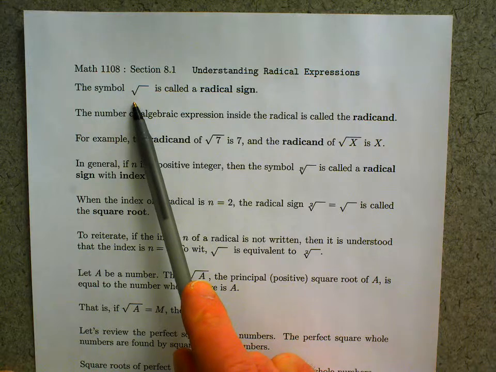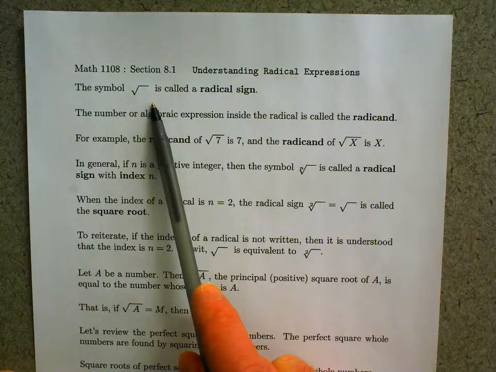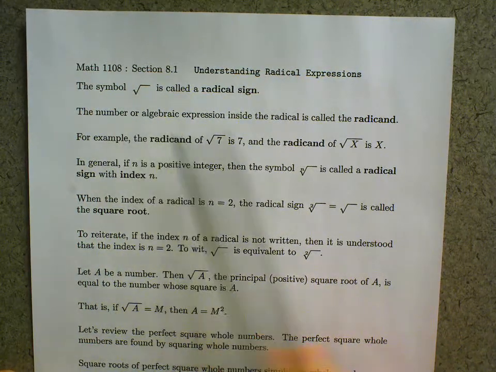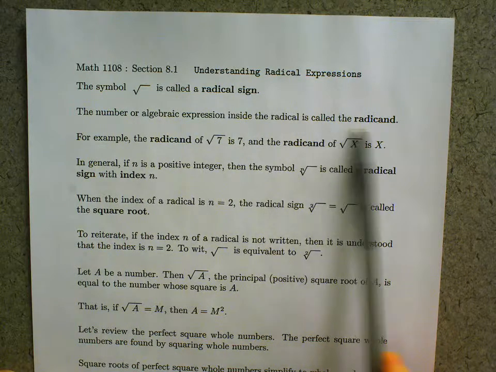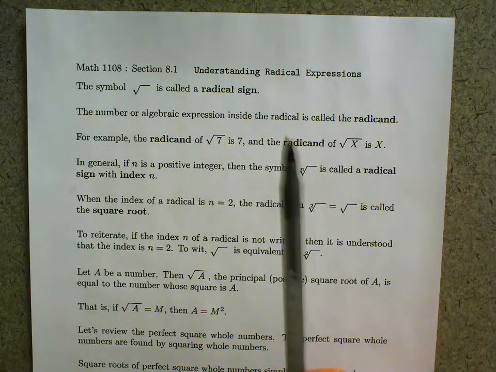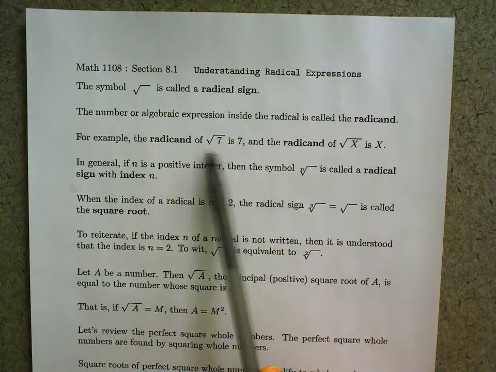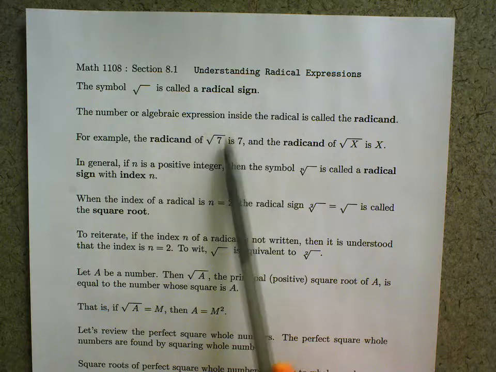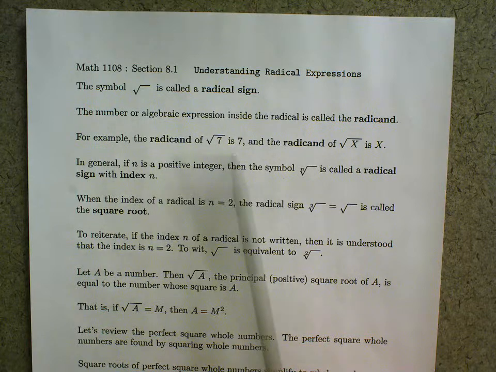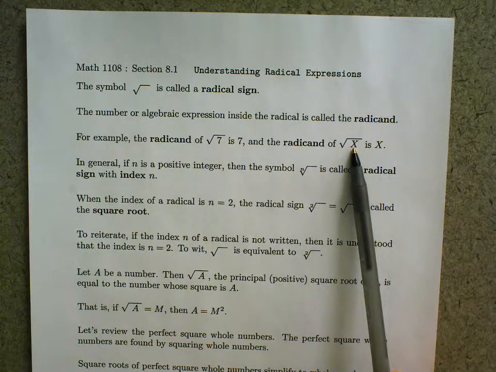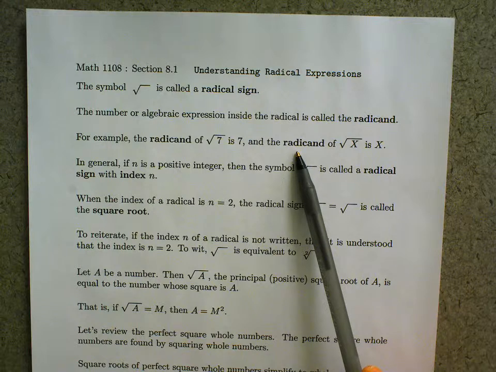You probably have seen this symbol before. This symbol is referred to as a radical sign. The number or the algebraic expression inside the radical is called the radicand. For example, we have the radical sign with the number 7 on the inside. The radicand is 7. Another example, if you have the radical with x inside, the radicand is x.